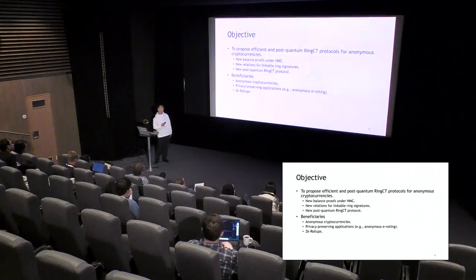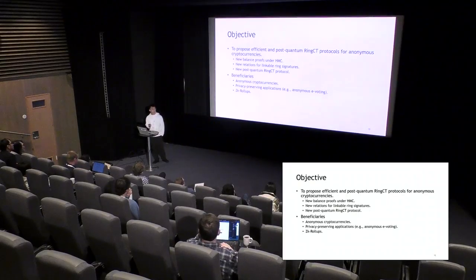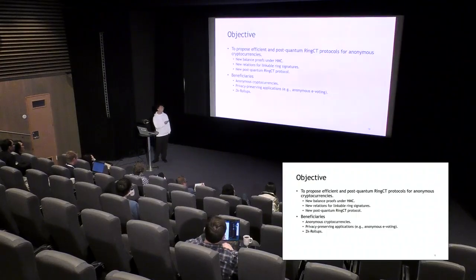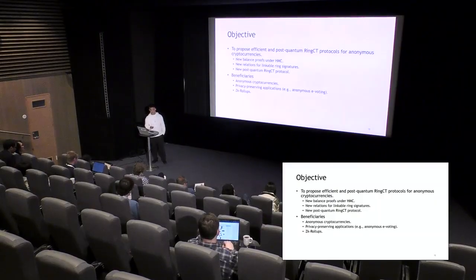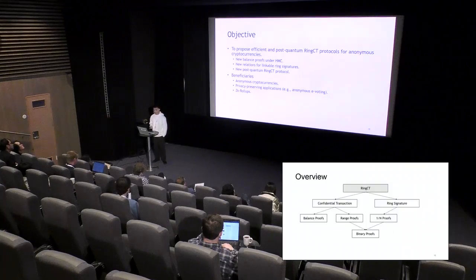The first is to build balance proofs under the hashed message commitment. The second is to propose a new relation for the linkable ring signatures. And the third is that, based on the previous two techniques, we want to build a post-quantum RingCT protocol. So these results can bring us some benefits as well.